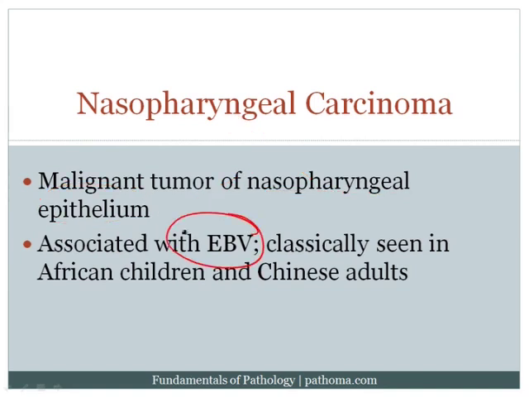That's particularly high yield. Also high yield to know is that it usually arises in two demographics, African children and Chinese young adults. The classic presentation is that they give you, especially on examinations, a Chinese adult who has enlarged cervical lymph nodes, because this tumor usually can spread to the cervical lymph nodes very quickly, and it classically presents with involvement of the cervical lymph nodes.